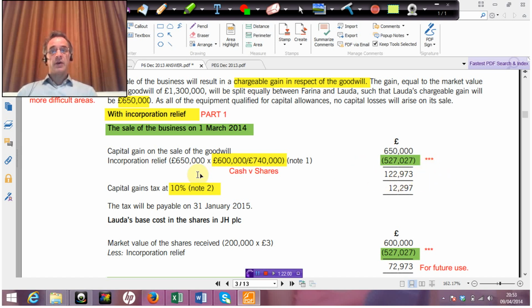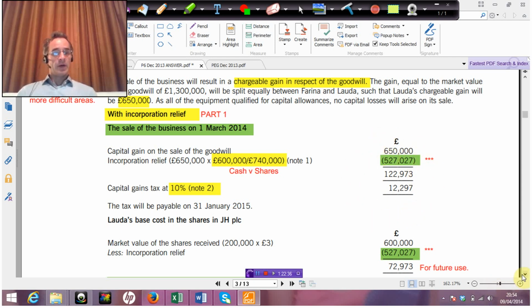Okay. Now, the incorporation relief calculation is here, and I'll take you down to note 1 in a moment. But just look how it works. We've got the gain on the sale of the assets, only one asset. We're deducting something for incorporation relief and leaving a balance taxable. And it just happens that the balance is taxable at 10% because entrepreneurs' relief is available, but don't worry about that for the moment. And then very simply, they show the payment date. So a very simple setup. Looks like a three-liner to me.